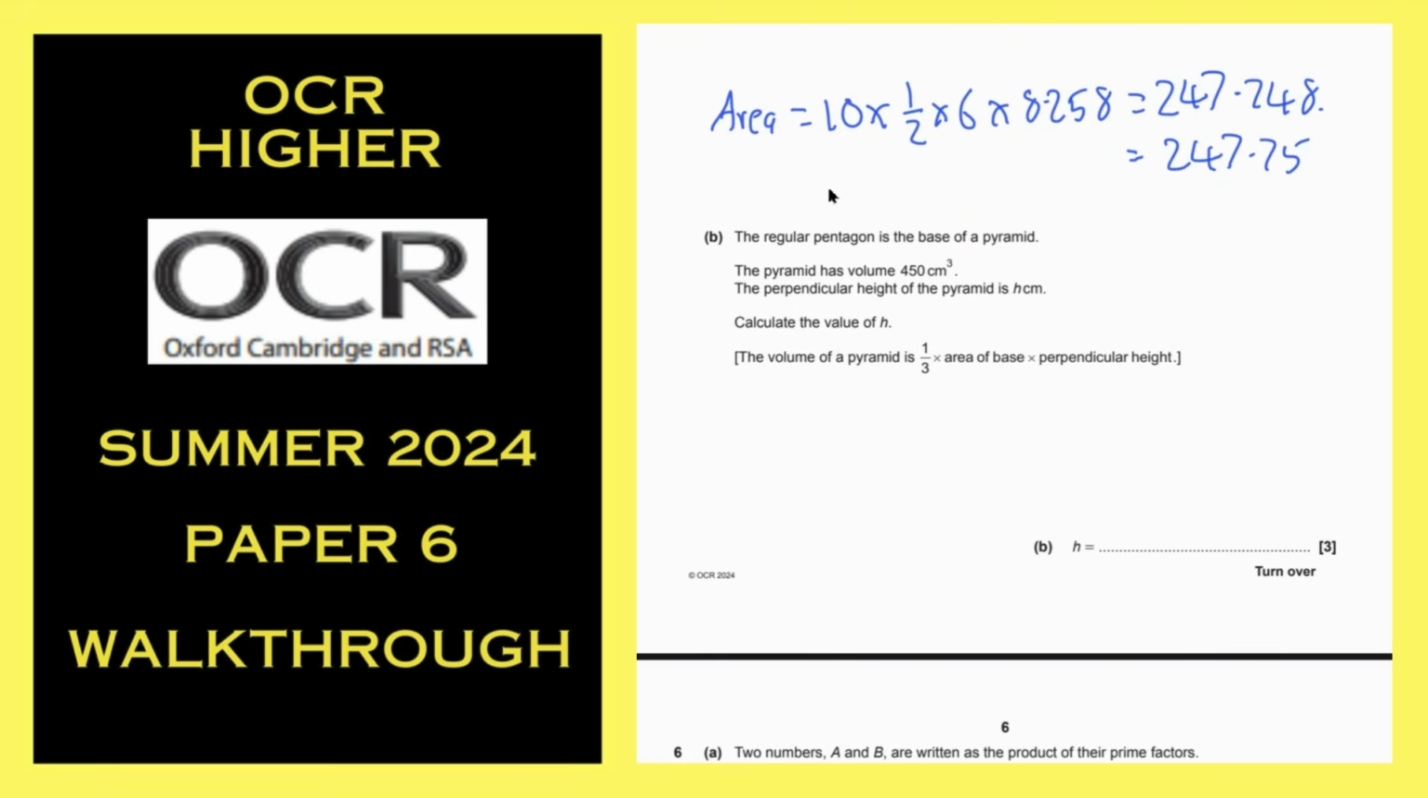Part B. Definitely one of those with evidence that just because you can't do Part A doesn't mean you can't do Part B. Part B might look waffly wordy and whatever. Trust me, it's easier. You're told the pyramid has volume 450 and you're given the formula. Just get on with it.